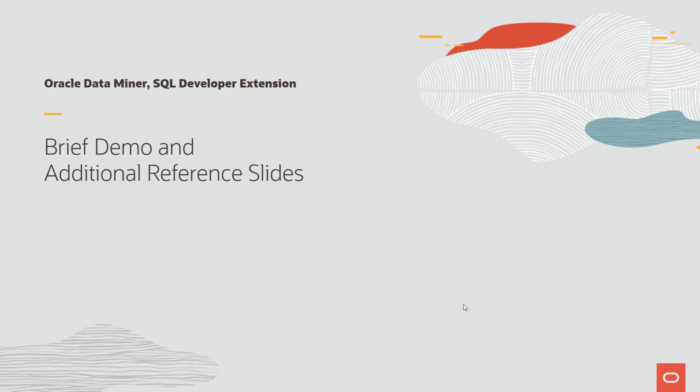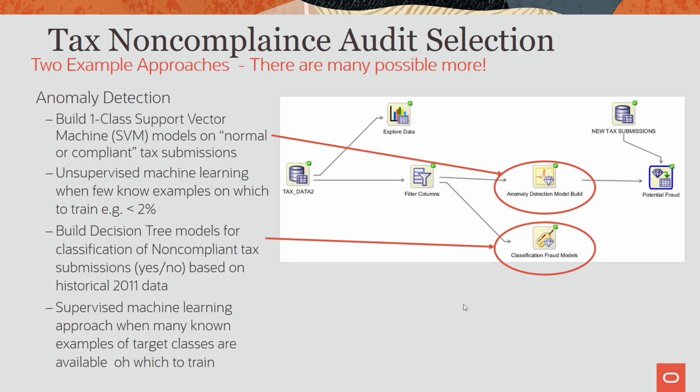I thought, because so many people also have on-premise or have SQL Developer and maybe are not using this, it might be appropriate to show other ways that we also support for solving these problems. So here's a slightly different story to make it a little bit more interesting. Here's a tax non-compliant audit selection. Which tax submissions should I set aside for audit because I think they stand out, they look kind of weird? So here I can do a one-class support vector machine model using unsupervised learning. That's the one right here.